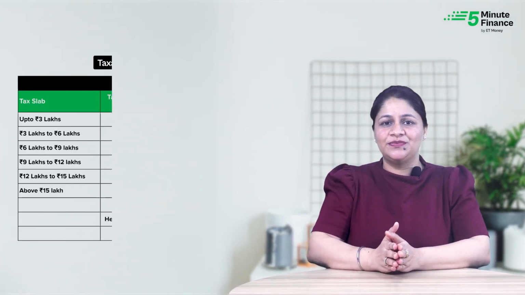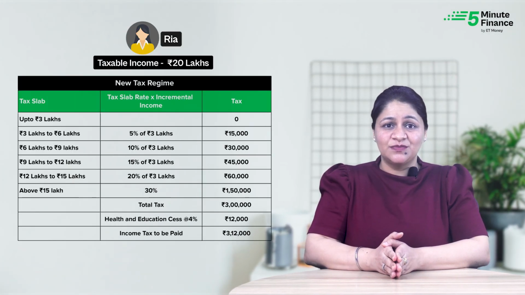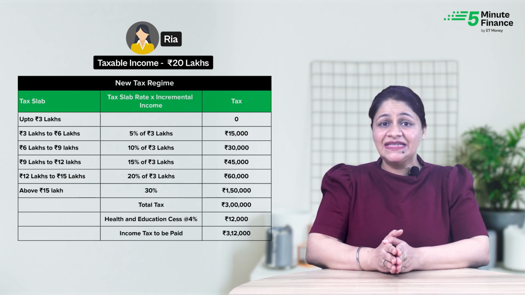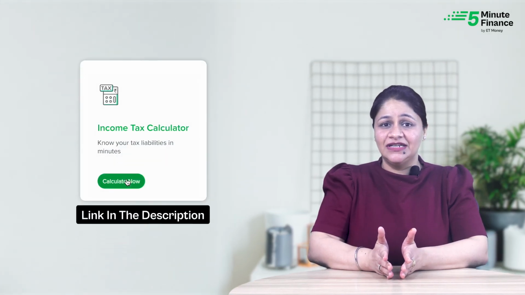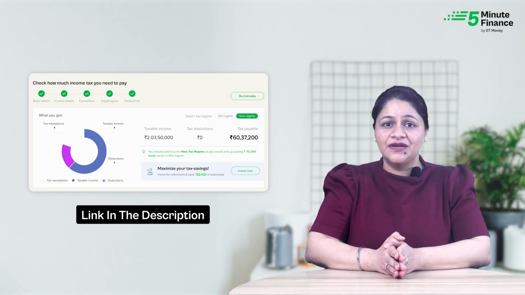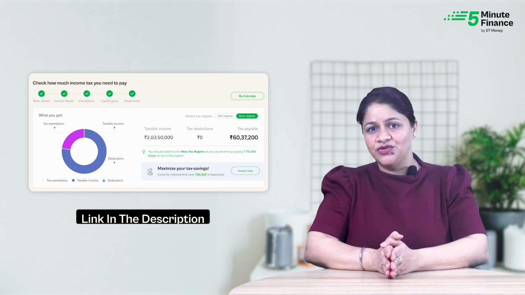The tax calculation method is the same under the new regime as well. To keep it simple for explanation purposes, let's assume taxable income is same 20 lakh rupees. You can calculate the tax as per the same progressive method. See the table on your screen for the calculations. I hope by now you know how to calculate tax on your income. But if you don't want to do the math yourself, you may go to ET Money Income Tax Calculator and find out tax on your income under both the old and new regime.